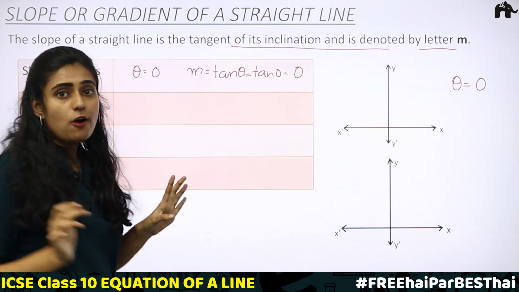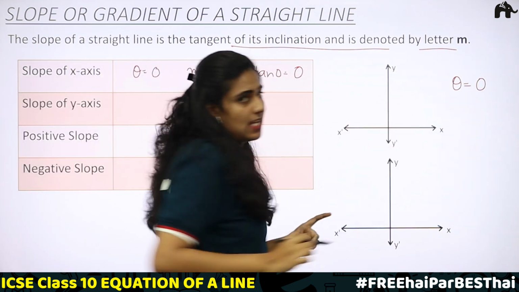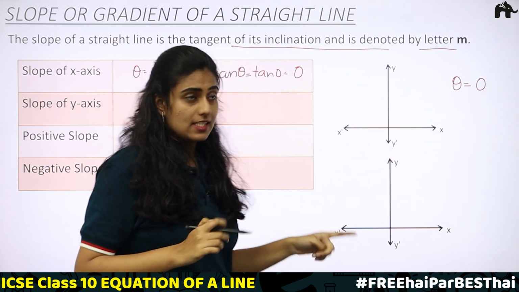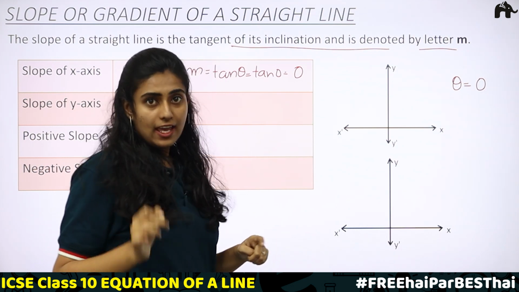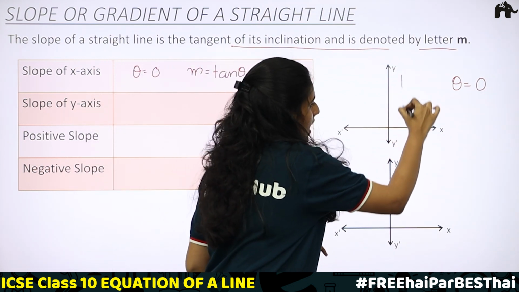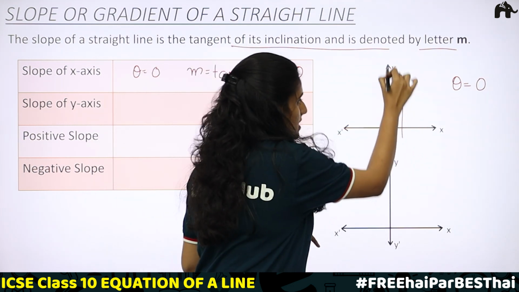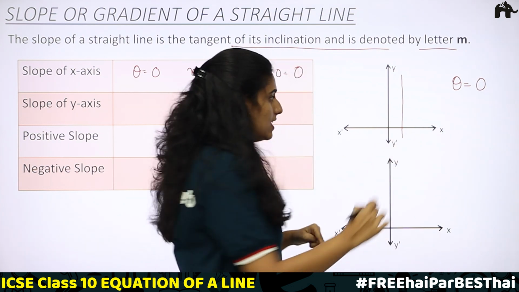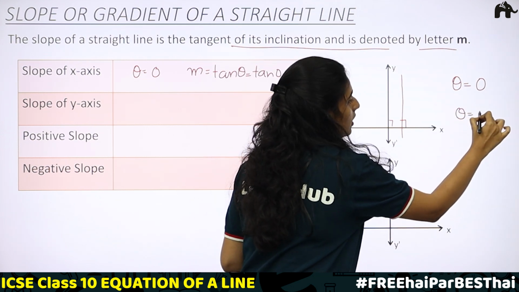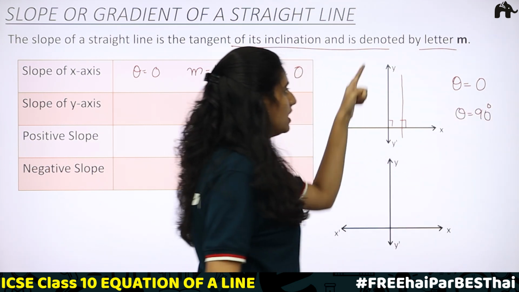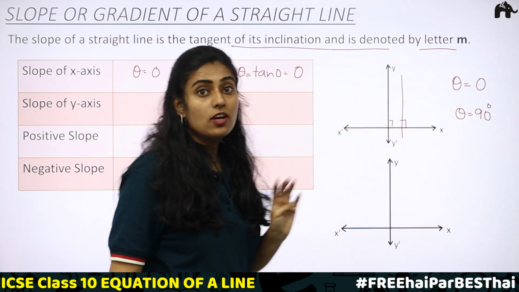Now, what about the slope of y-axis? Y-axis is perpendicular to x-axis. Any line parallel to y-axis will also be perpendicular to the x-axis. So this is a line which is parallel to y-axis; it is perpendicular to x-axis. This is y-axis. It is perpendicular to x-axis. Here, what is the angle? Angle theta is equal to 90 degree. For a line parallel to y-axis, or the y-axis, inclination theta is equal to 90 degree.